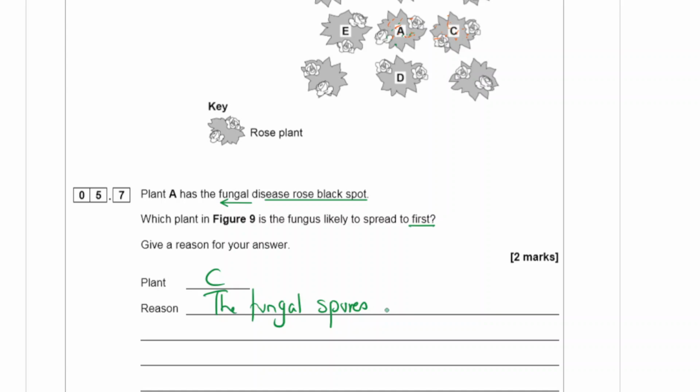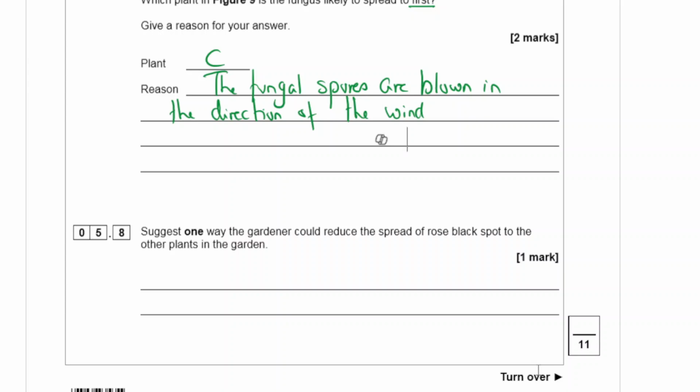The fungal spores are blown in the direction of the wind. The marking scheme also says they accept it is the closest plant to A, but then again, looking at the diagram, they're all about the same distance from each other. So I would say it's mainly because of the direction of the wind flowing.